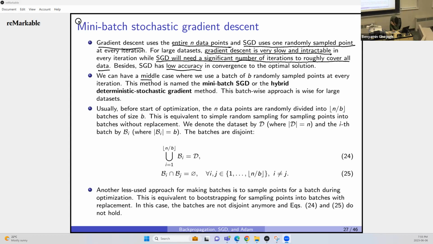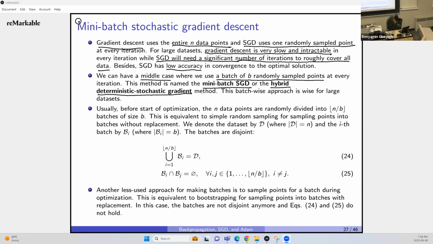We can have a middle case where we use a batch of B randomly sampled points at every iteration. Rather than one random point, let's use B of them. This method is named mini batch SGD or the hybrid deterministic stochastic gradient method. This batch-wise approach is wise for large data sets. If the data is too large, gradient descent doesn't make sense; full gradient calculation is very hard. Also, stochastic gradient descent has its own flaws. So let's use mini batch stochastic gradient descent.